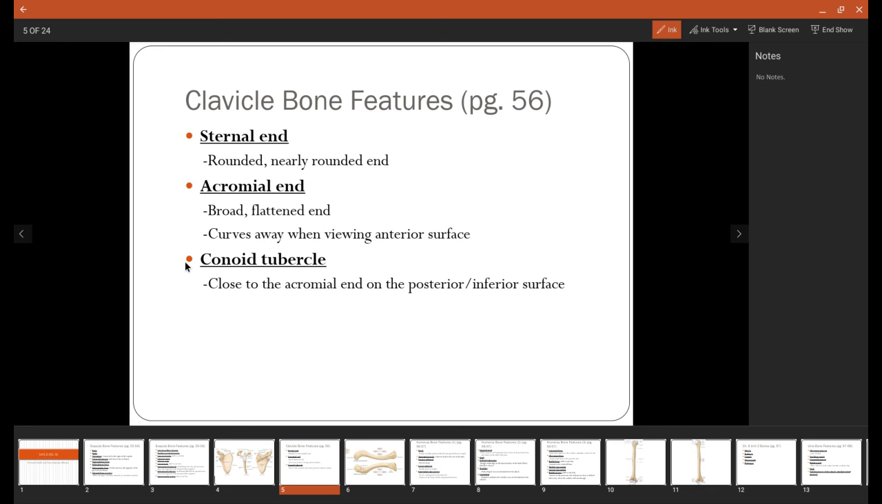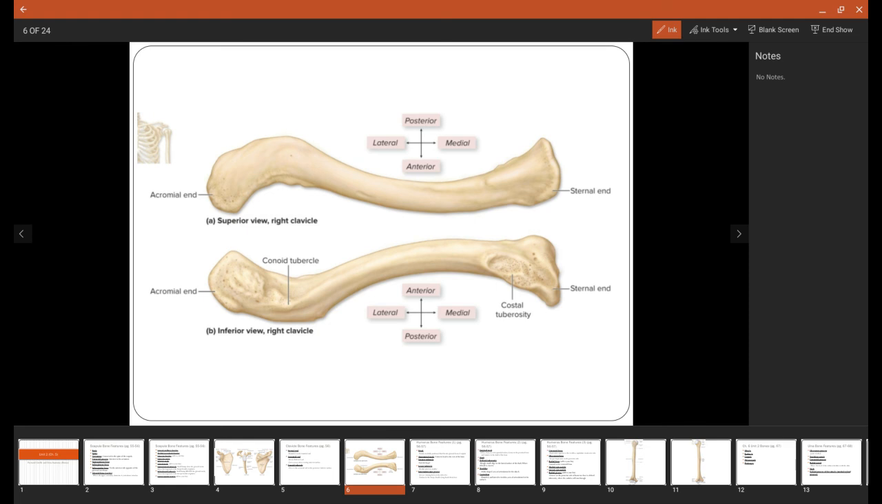The conoid tubercle, if you'll recall, tubercle means small, rounded bump. Conoid means in the shape of a cone, and this will be found on the posterior inferior side of the bone. So as we take a look, if you look at both ends, you'll notice that they look a little bit different. This end is going to be much more round, so that will be the sternal end, and that will be located on the medial side of the bone. On the opposite side, we see this flat side, which will be the acromial end, and that's going to be coming into contact with the acromion, so that will be found on the lateral side.